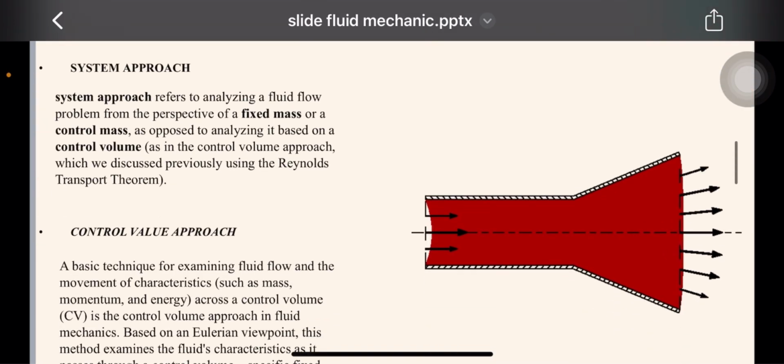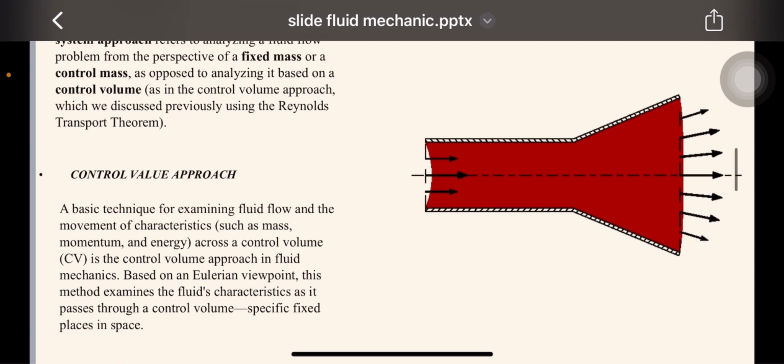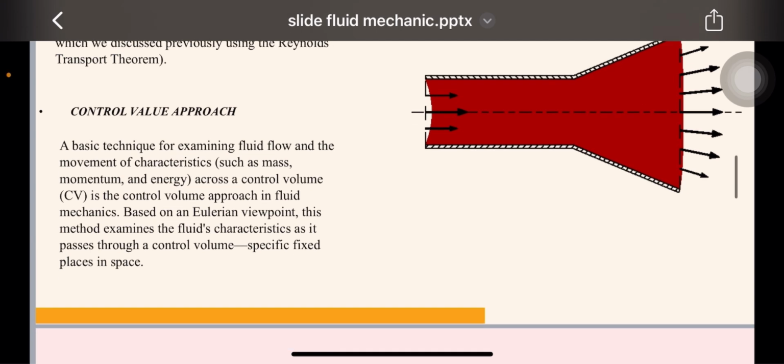The next is the system approach and the control volume approach. The system approach refers to analyzing a fluid flow problem from the perspective of a fixed mass, or a control mass, as opposed to analyzing it based on a control volume, as in the control volume approach, which we discussed previously using the Reynolds Transport Theorem. And the next, the control volume approach, is a basic technique for examining fluid flow and the movement of characteristics such as mass, momentum and energy.